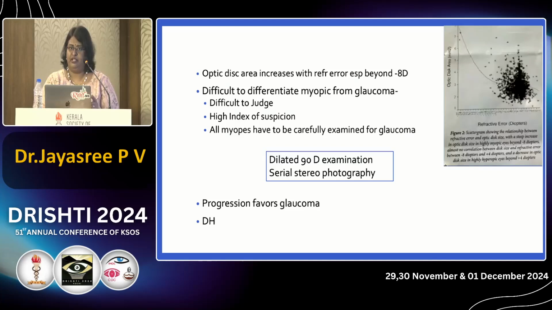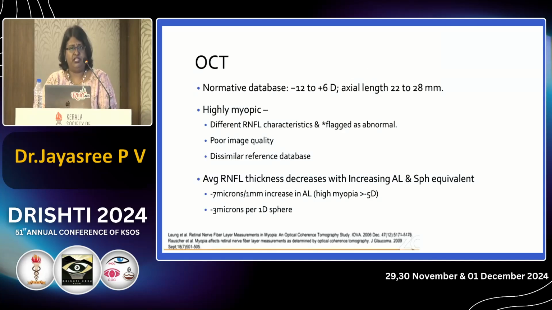If there is a disc hemorrhage, it is highly likely that the patient has glaucomatous damage. Coming to OCT, does the imaging help you? The normative database does not go beneath minus 12 diopter. So you don't have data beneath minus 12. What happens to highly myopic eyes?